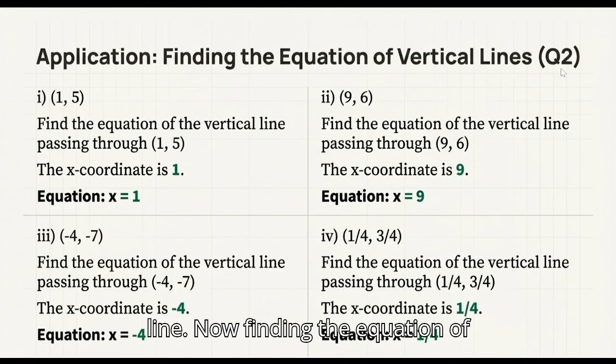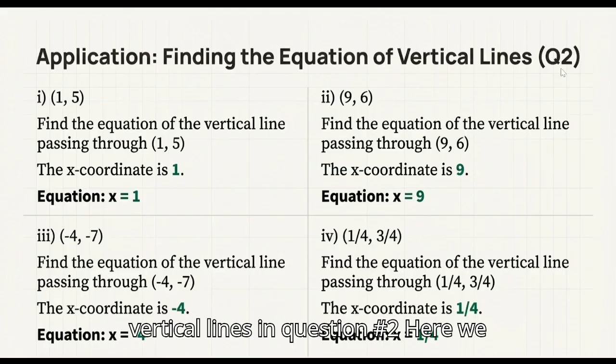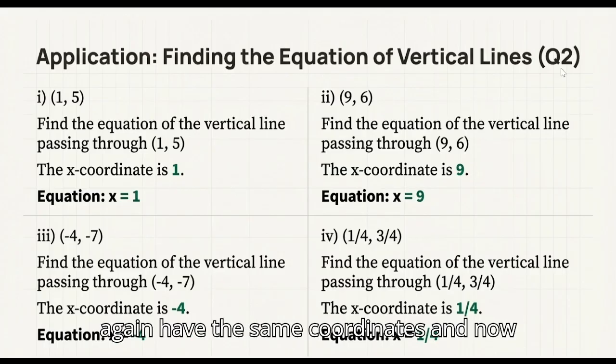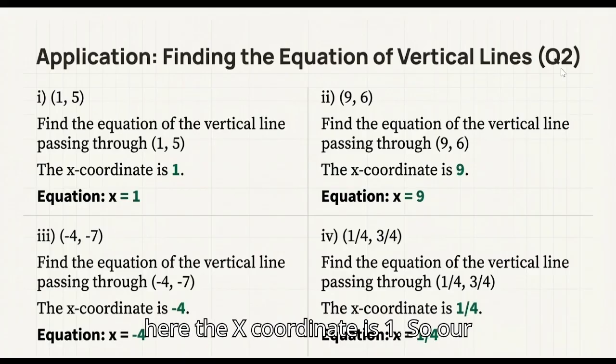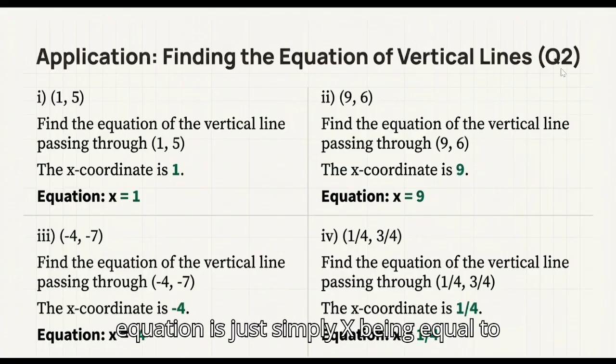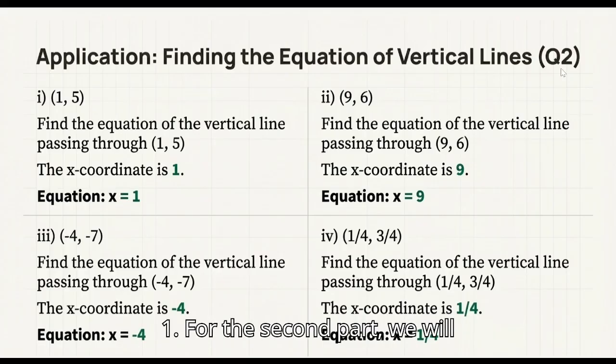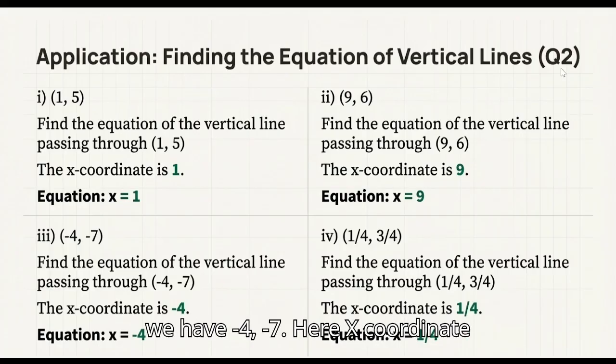Now, finding the equation of vertical lines in question number 2. Here we again have the same coordinates, and now we need to find the equation for the vertical line passing through (1, 5). That means x will be equal to h, and here the x coordinate is 1, so our equation is simply x equal to 1. For the second part, we will find the equation of the vertical line passing through (9, 6). Here the x coordinate is 9, so our equation is x equal to 9. And then we have (-4, -7). Here the x coordinate is -4, so the equation is x equal to -4.